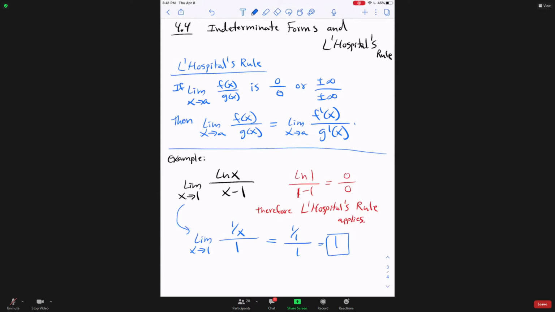And that's L'Hôpital's rule, or a hospital. Don't say a hospital.